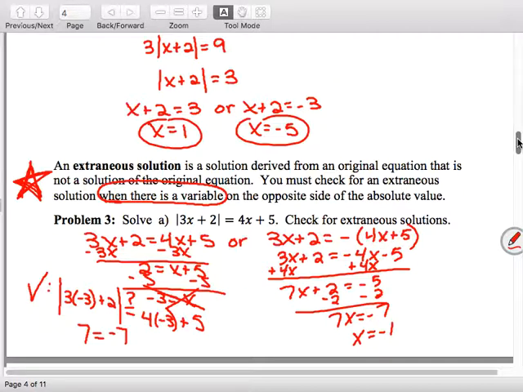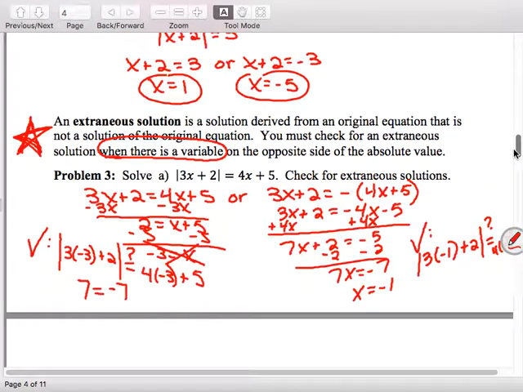I need you guys to really be thinking about this. You've got to check when there's a variable. And if it's too hard, when there's a variable on the opposite side of the absolute value, if you can't remember when to check, just check all the time, okay? Because that just helps. So then over here, if I try negative 1, I get the absolute value of 3 times negative 1 plus 2. Does it equal 4 times negative 1 plus 5?